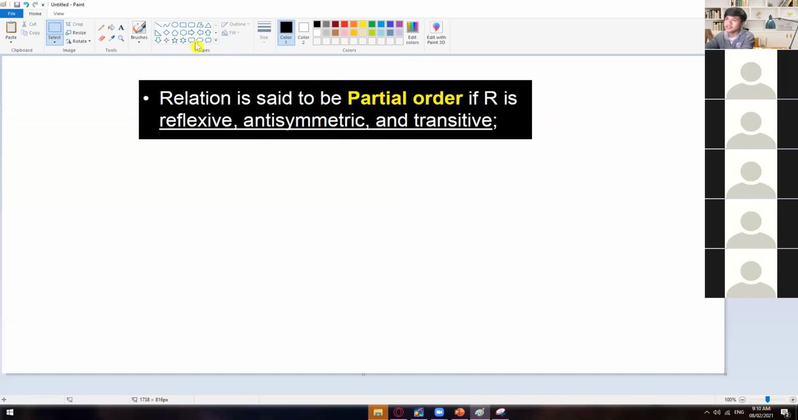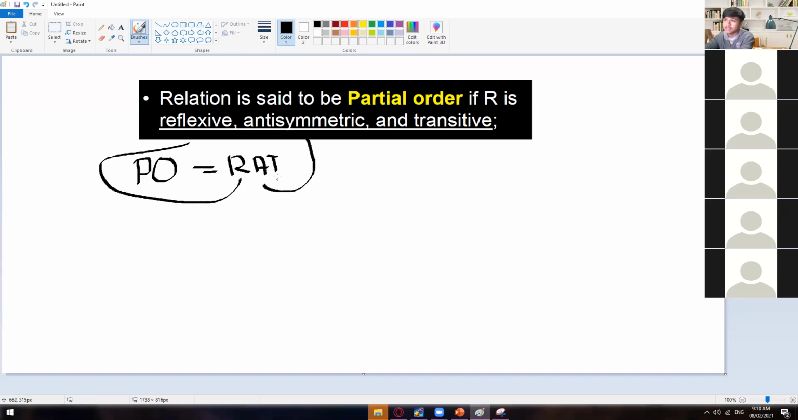So you can actually just say if this one is partial order, then it should be equal with RAT. Okay. So what is this RAT? It's reflexive, antisymmetric, and then transitive. Okay, so I just came up with this RAT for you to have an easier way of memorizing the conditions or the relations. Okay, R for reflexive, A for antisymmetric, and then T for transitive.